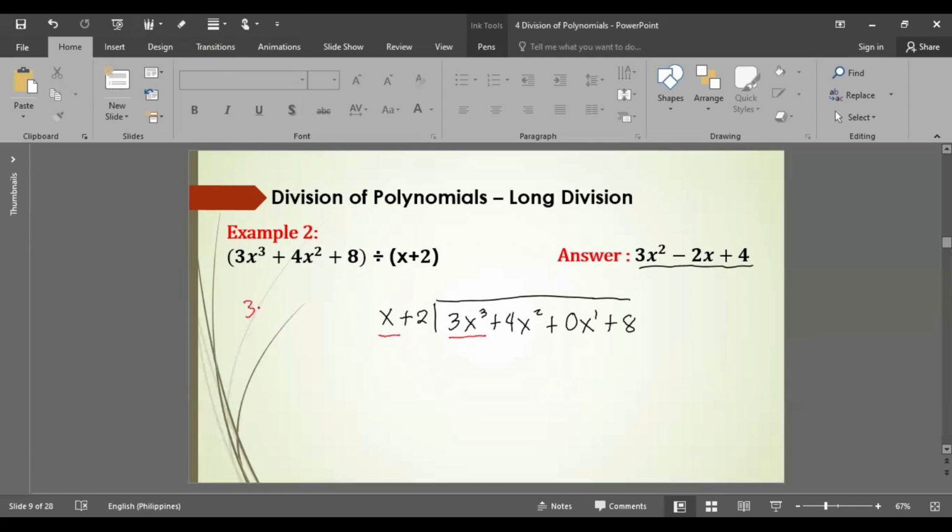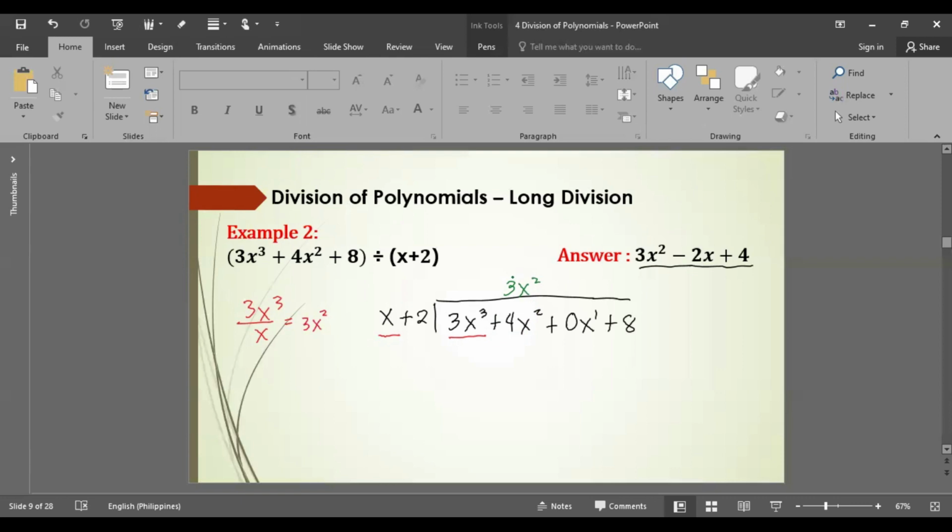3x cubed divided by x, we get 3x raised to 2. As I told you, we have to subtract the exponents. 3 minus 1 is 2, that's why we have 3x raised to 2, and we have to put the answer here. 3x raised to 2. Dapat, class, kahanay siya ng kaparehas ng exponent.